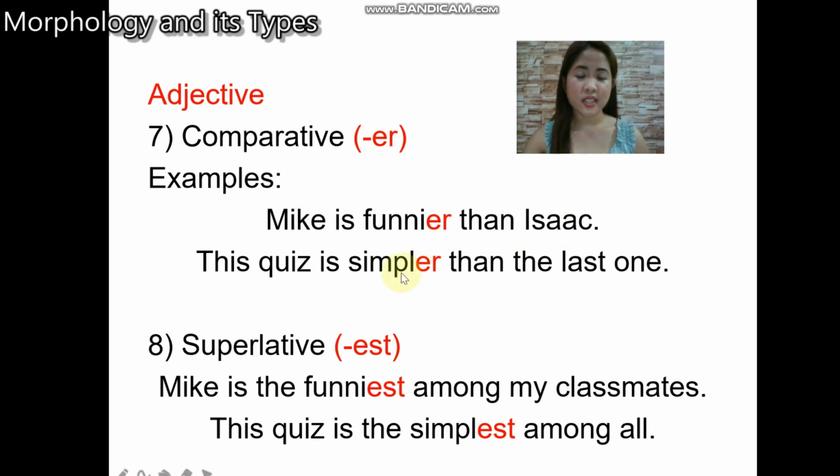Then we also have the word simpler. This quiz is simpler than the last one. We are comparing 2 quizzes. Then we have the superlative degree of comparison, which requires comparing 3 or more persons, places, things, and events. It takes the form of the est, as in the word funniest. Mike is the funniest among my classmates. We also use the word simplest, as in the sentence, this quiz is the simplest among all.